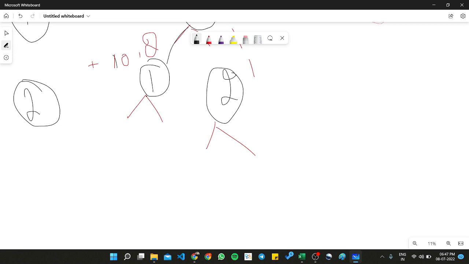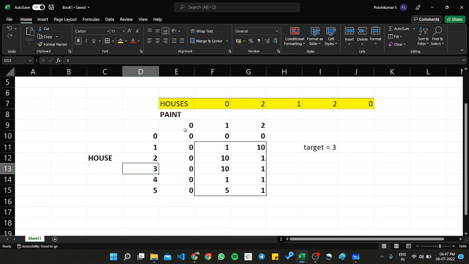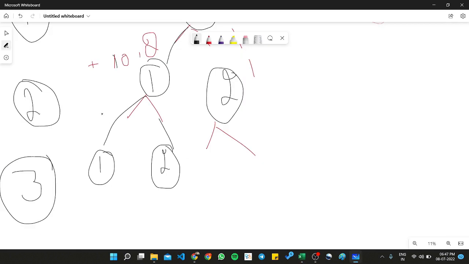Now I'm going to color the third house. Again I have two possibilities: I can color it with 1 or with 2. If I color it with 1, I want to check the cost. The third house painted with 1 costs 10, plus 10. The target is not changed because it is the same as the previous color, so the target also remains the same. Plus 10 means it will go deeper.